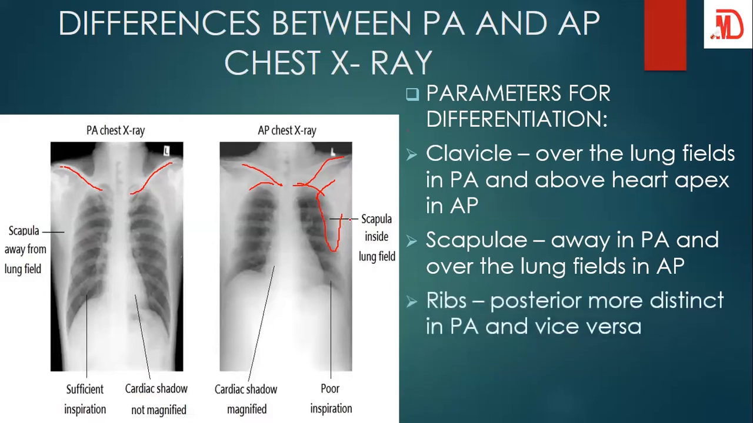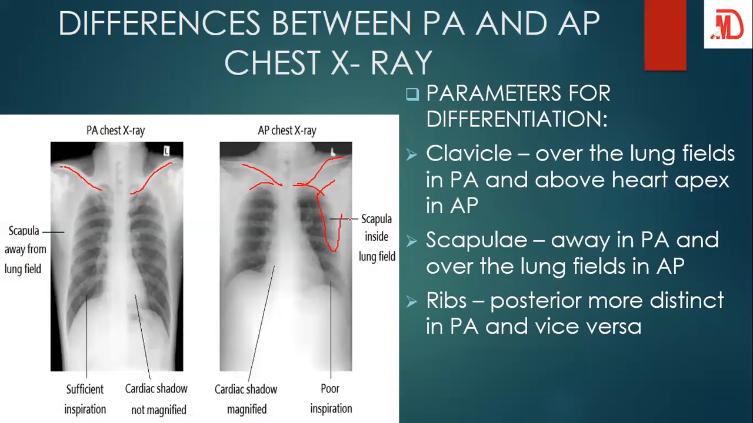Good. Another aspect to use is the ribs. So in a PA view, the ribs are more distinct. And then in an AP view, the anterior ribs are more distinct. Don't worry, we'll get to the slide where we'll talk about which one is anterior, which one is posterior rib. So don't worry, you're covered.